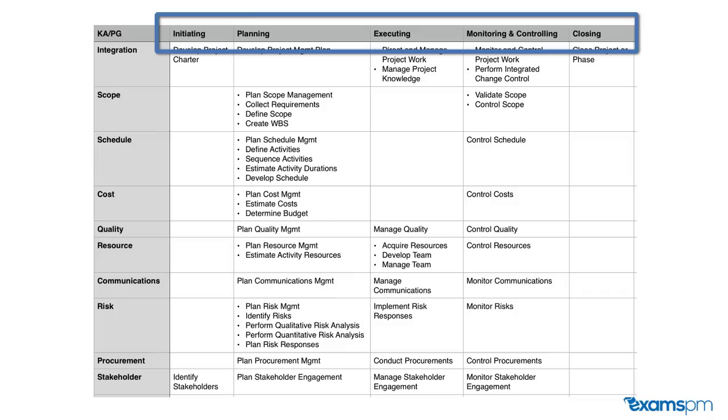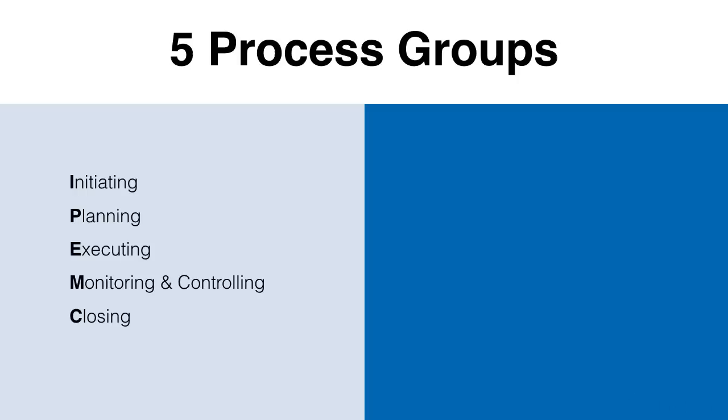So let's start with the five process groups. The five process groups are initiating, planning, executing, monitoring and controlling, and closing. So these five process groups actually tell you sort of the timeline of when the processes happen, the stages of the project, if you will. So your project first starts initiating, and once it's been initiated, you move into planning. And once you finish planning the tasks that you're going to do, then you're going to execute them. So this is when you're actually going to do the task.